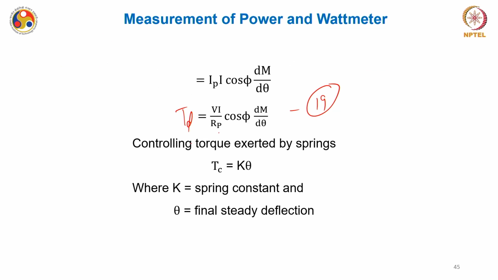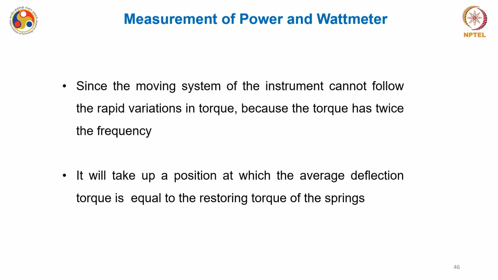So the deflecting torque is equal to V I by Rp into cos phi dM by d theta, and the controlling torque exerted by the spring we know is given as Tc equal to k theta. This is equation 20, where k is the spring constant and theta is the final steady state deflection.